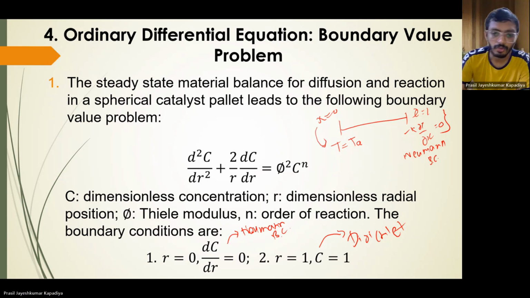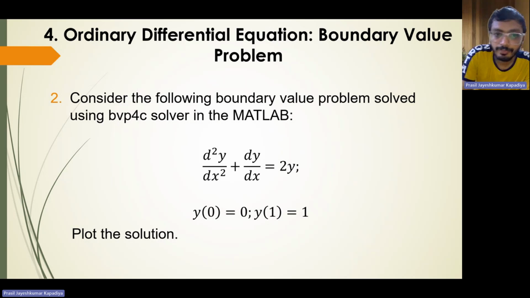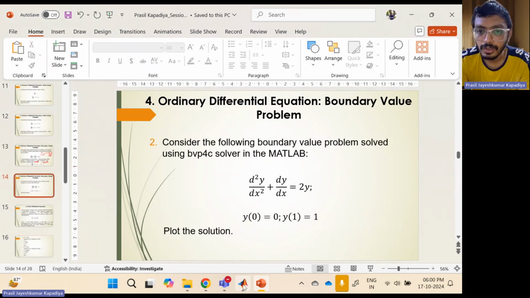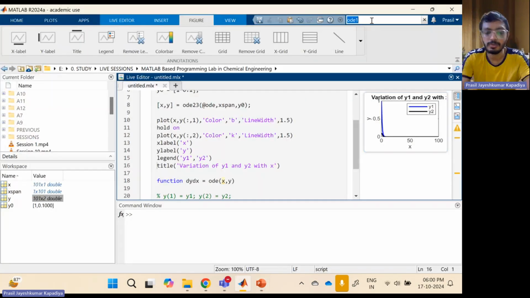Okay, let's move ahead. Let's try to solve this problem. Consider the following boundary value problem solved using BVP4C solver in MATLAB. My problem statement is d square y by dx square plus dy by dx is equal to 2y, y of 0 is equal to 0 and y of 1 is equal to 1, and plot the solution. So let's first see about BVP4C. Let's try to recall about BVP4C.